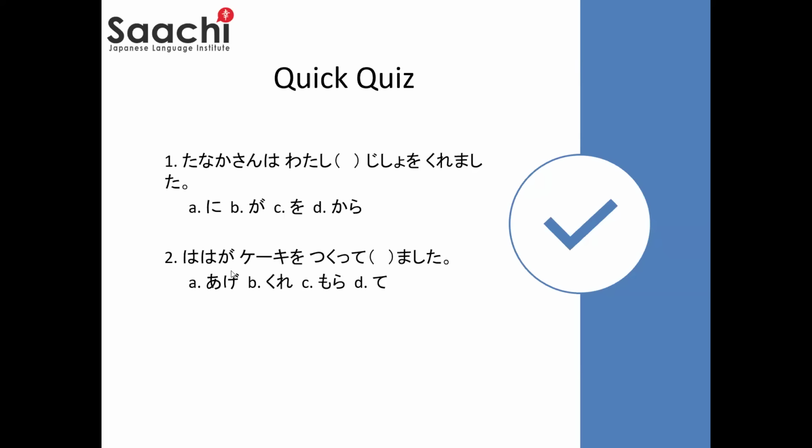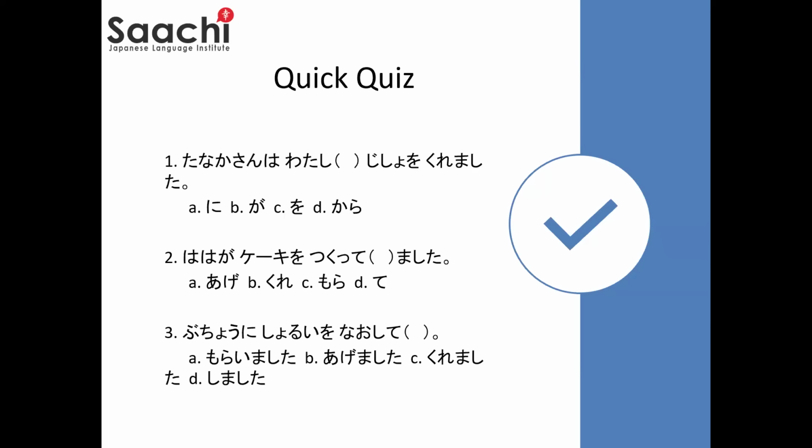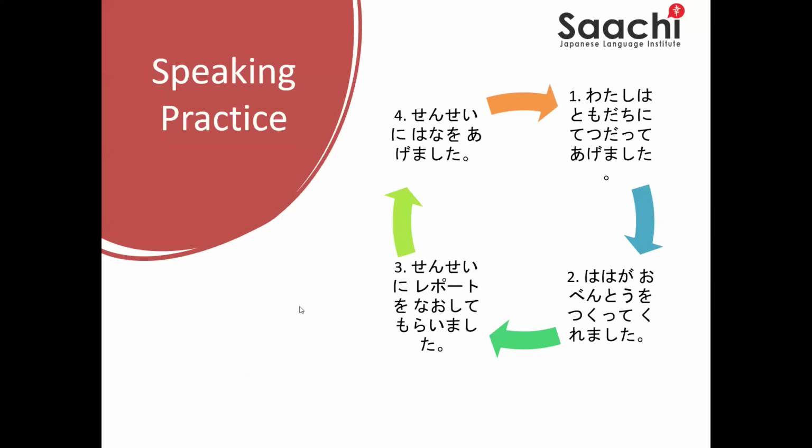But here it is 母が, the particle is different, so くれました。部長に書類を直して、書類 is document. So here the particle is ni. 部長に書類を直して、the answer is もらいました。Alright, so some speaking practice. 私は友達に手伝ってあげました。So I helped my friend. 母がお弁当を作ってくれました。What's the meaning? Mother helped me in making お弁当, or the mother made the お弁当。先生にレポートを直してもらいました。So I received the help from whom? From sensei. What did sensei do? Sensei corrected the report. 先生に花をあげました。So I gave sensei flowers.